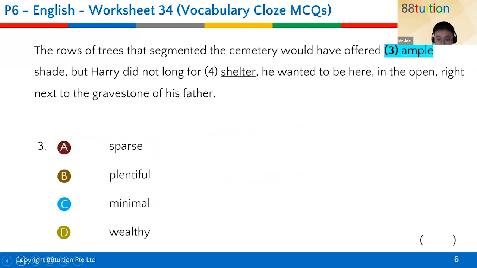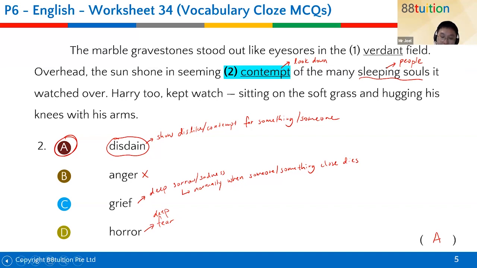Next, the rows of trees. Oh, hold on. I forgot to read the last part. Harry too kept watch, sitting on the soft grass and hugging his knees with his arms. Oh, this sounds like a sad story, right? Why is this boy in the middle of a graveyard and hugging his knees with his arms? Maybe someone close to him has died. I'm not sure who, but it sounds like it based on what we know.